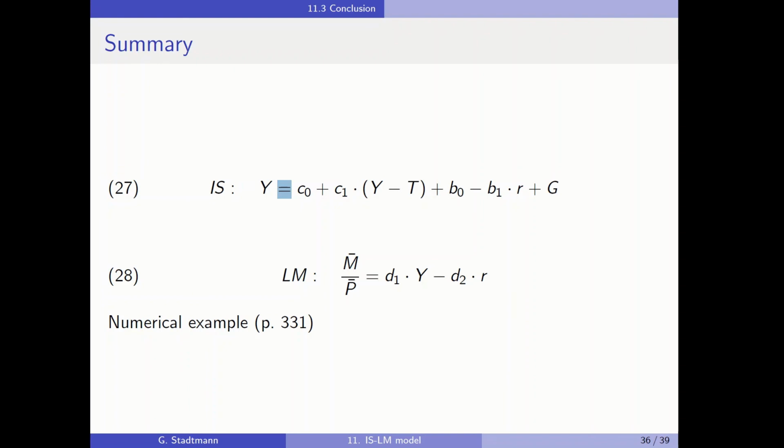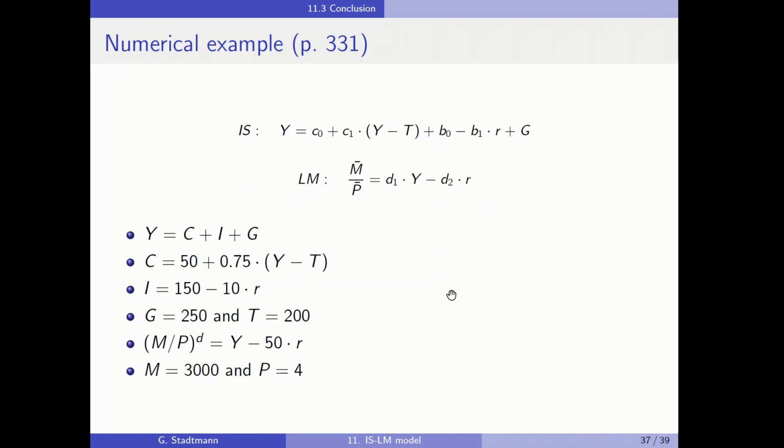Let's have a look at the numerical example, and I think that this makes it a little bit more clear what the model is all about. So once more, we have the two equations here, and then in this numerical example, it is mentioned that the consumption function is 50 plus 0.75 times disposable income. So this autonomous component of consumption, which is here abbreviated with C0, is in the numerical example equal to 50. And the marginal propensity to spend, C1, is equal to 0.75.